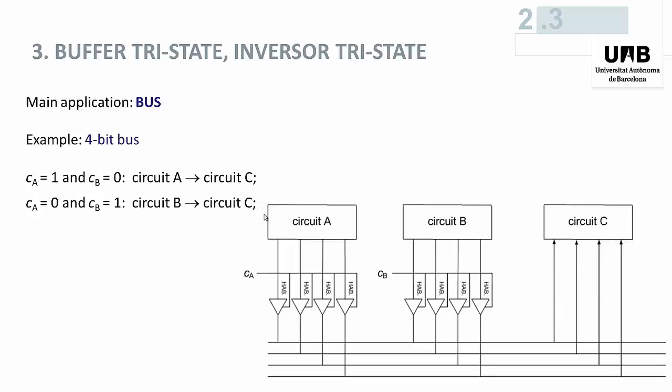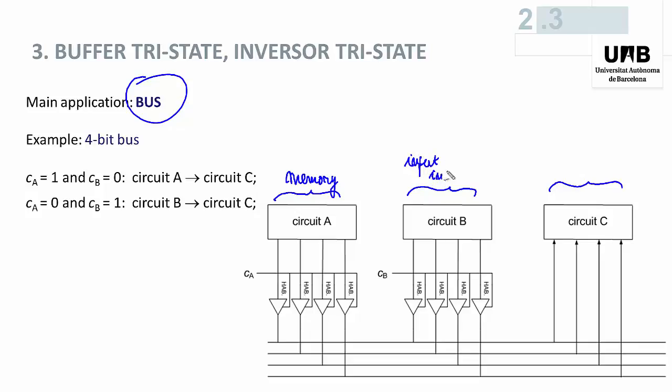The main application of three-state buffers are the buses. They are parts of digital circuits used to efficiently transmit data from one point to another one. Let us see an example. Consider 3 components, A, B, and C of a digital system. A could be a memory, B could be an input interface with the external world, and C, a processor.